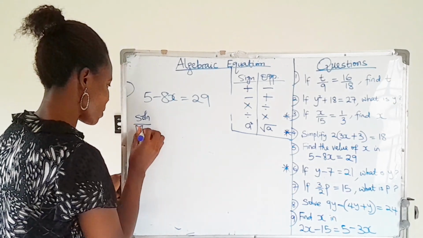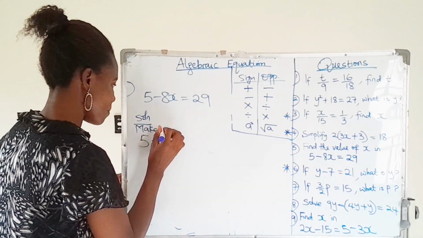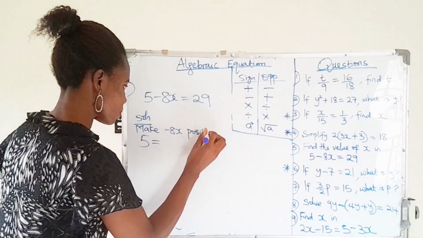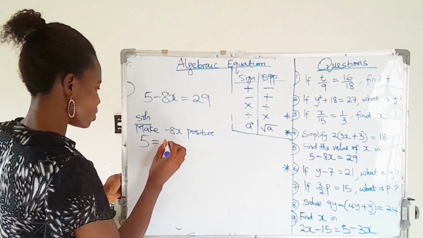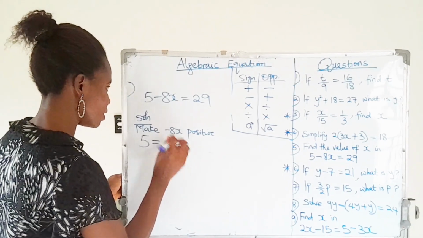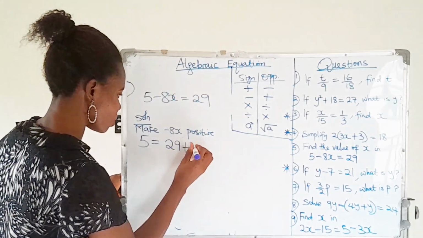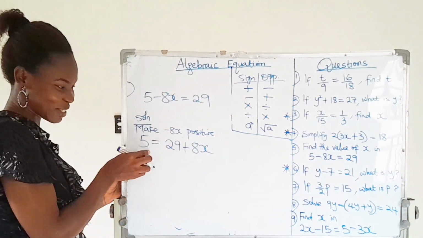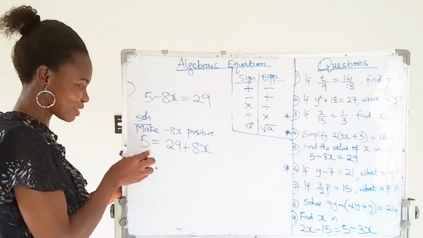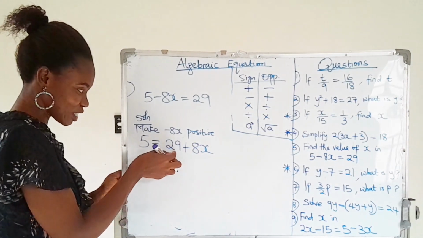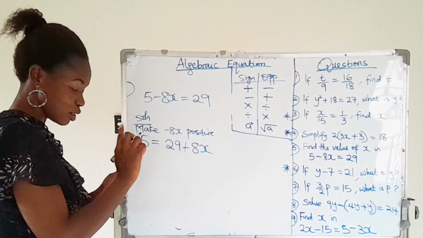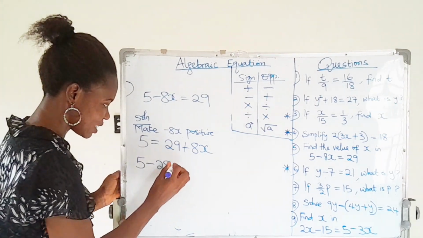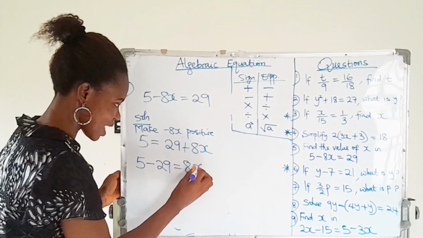Is equal to, I make minus 8x positive. So if I do that, I'm going to have 20. This crosses that side to now be plus 8x. Now I've made it positive. Then I ask 20 to come to the ground. So when 20 moves to 5, it will be minus. So I have 5 minus 20 is equal to 8x.